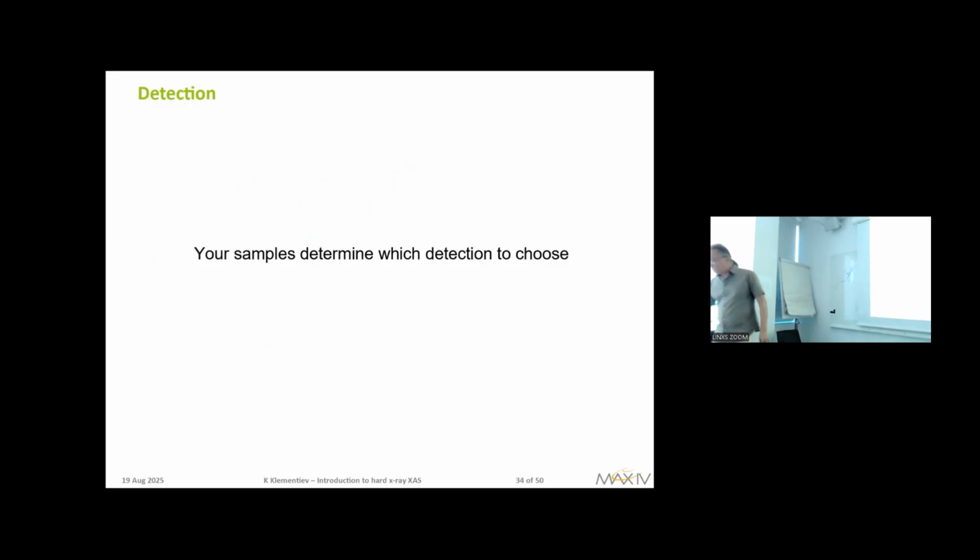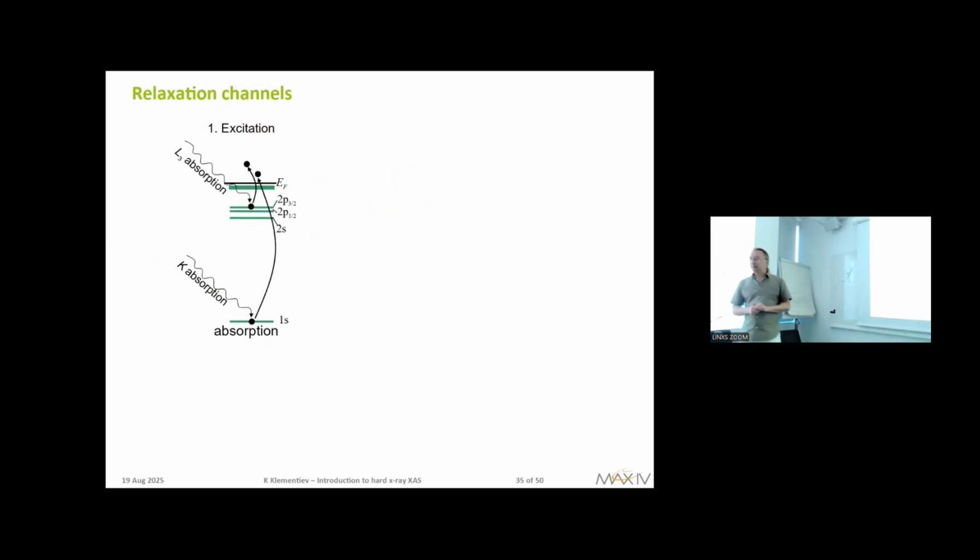I will briefly go through detection. This is important for our technique. There are three main registration techniques: in transmission, fluorescence, and electron detection, and I explain it here briefly.